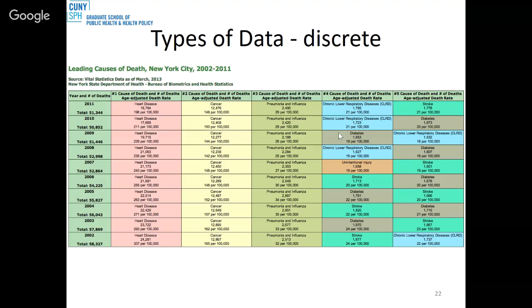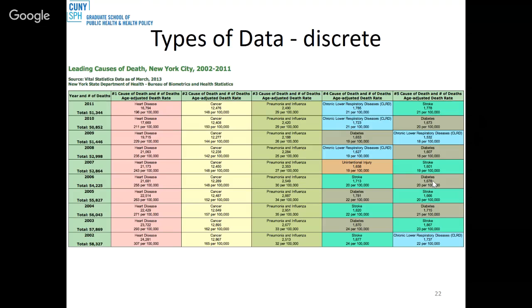Is that because, most of the switching is between diabetes, chronic lower respiratory diseases, and stroke. One time in here, there's unintentional injury. Is that because the risk of diabetes is going up and down on odd years? Probably not. It's because there's a random component to it.